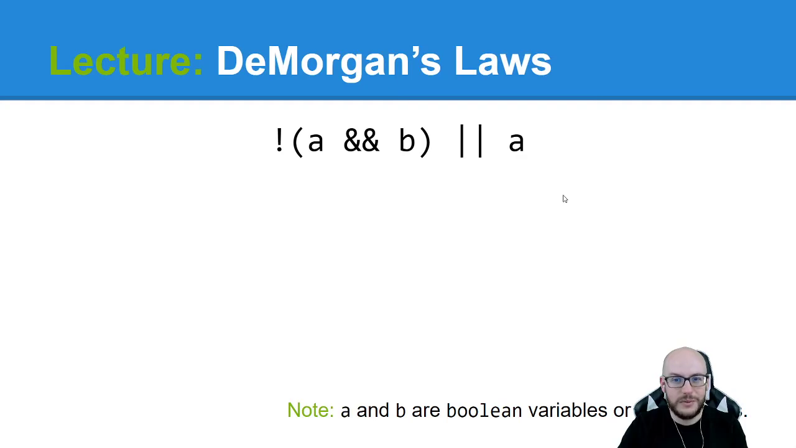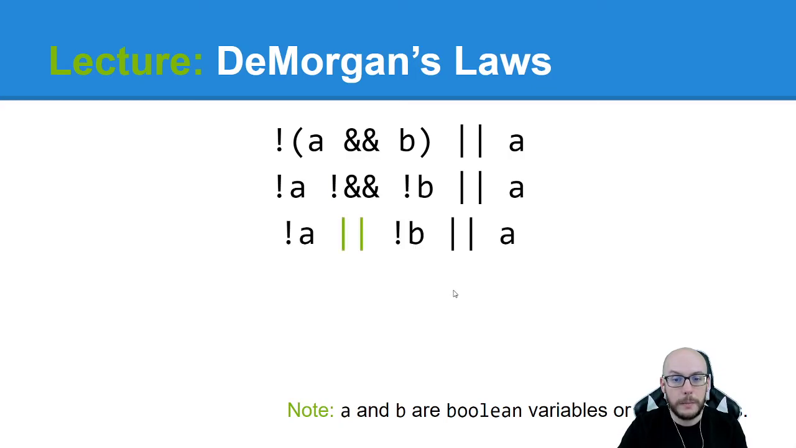Okay, let's get a little bit more advanced with it. I'm going to distribute this thing to this expression. We'll go to the operands A and B, as well as the operator and. I end up with this expression. We can simplify a little bit further. Not and is going to be or. I'm left with this expression.